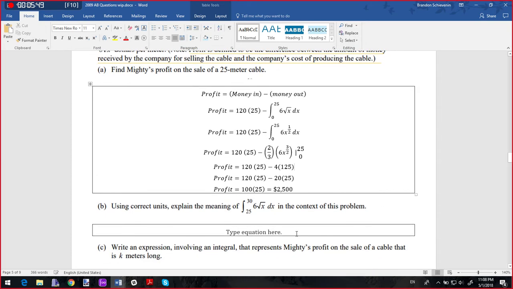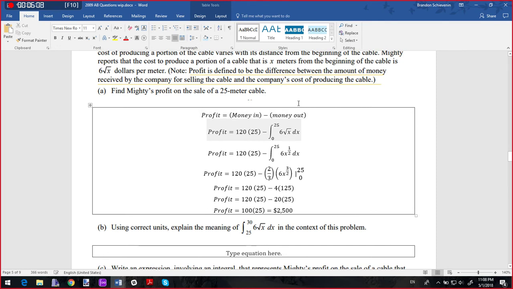So then the next thing they want us to do is explain the meaning of the integral from 25 to 30 of 6 root x dx in the context of this problem. So you'll notice we use that same integral with different bounds for our money out. So this is actually the cost that the company has when they produce the cable. So from 25 to 30 would be the difference in the cost to the company of making a cable that is 25 meters versus a cable that is 30 meters.